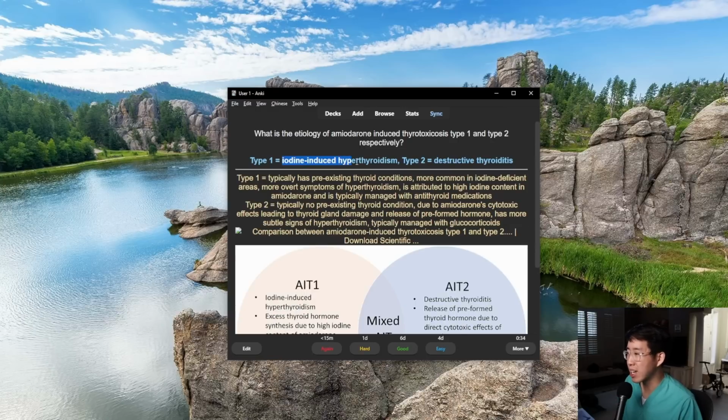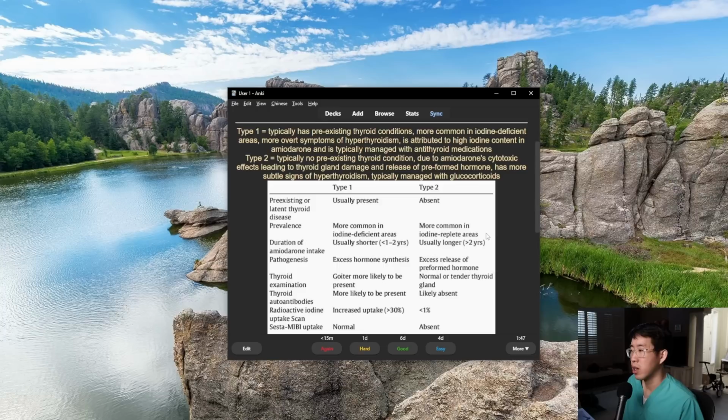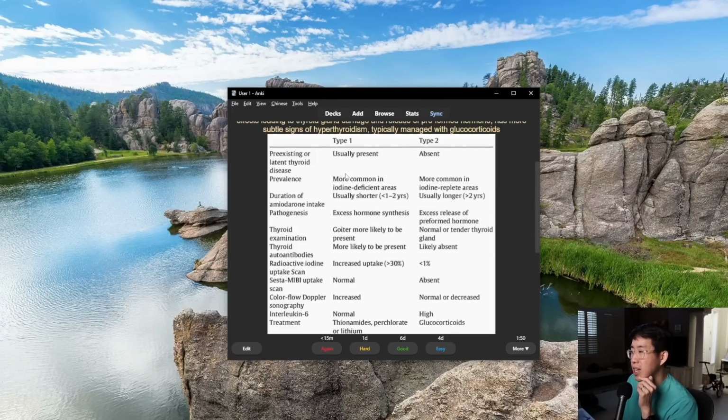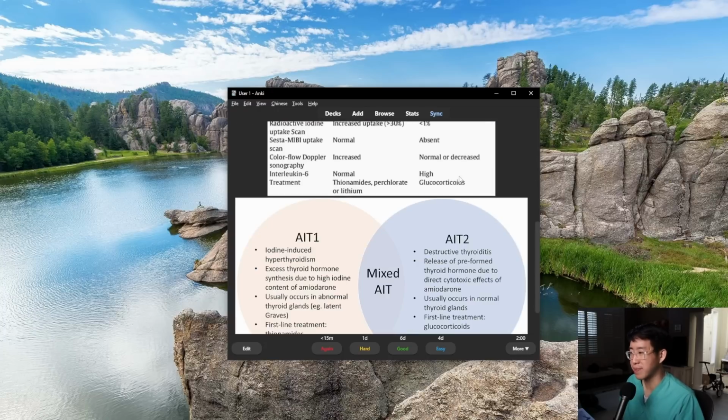So type 1 is iodine-induced hyperthyroidism. Type 2 is destructive thyroiditis. The treatment is different for both of these. Okay, and if you look here, type 1 tends to be more recent onset, whereas type 2, generally patients are on the amiodarone for much longer.